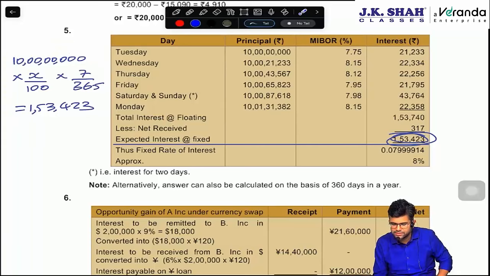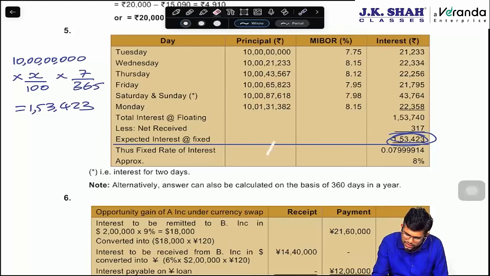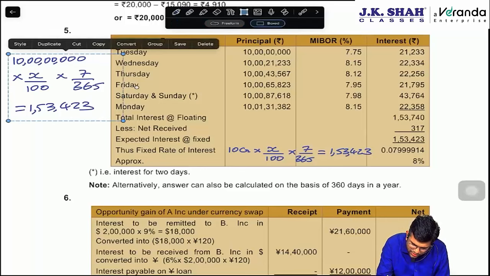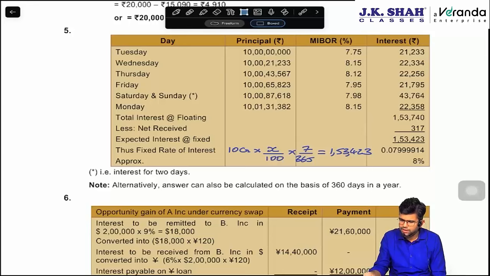Check now, are you getting this number 8%? Please check. All getting clarity? Students, let's not debate it. Do it as it is. Get your 8 marks. It's an 8 mark question. All done? So what I can do is, for fixed interest rate, I'll say 10 crore into X by 100 into 7 by 365 should be 153,423. Correct? You can do that calculation, and I think this much is the answer.